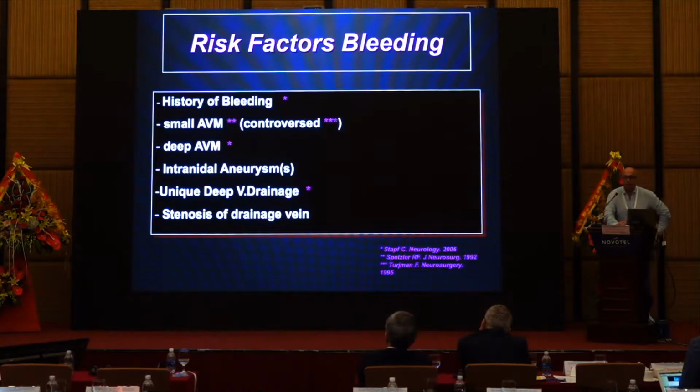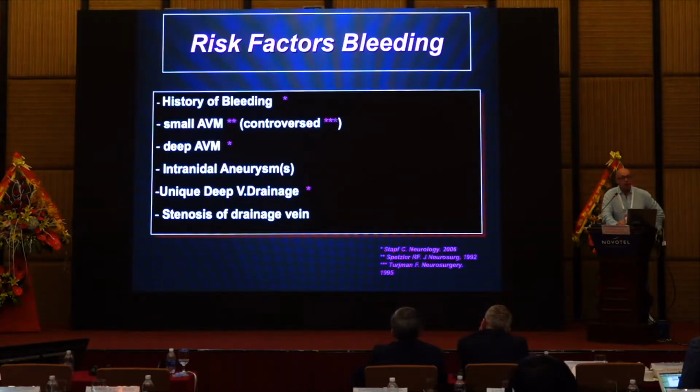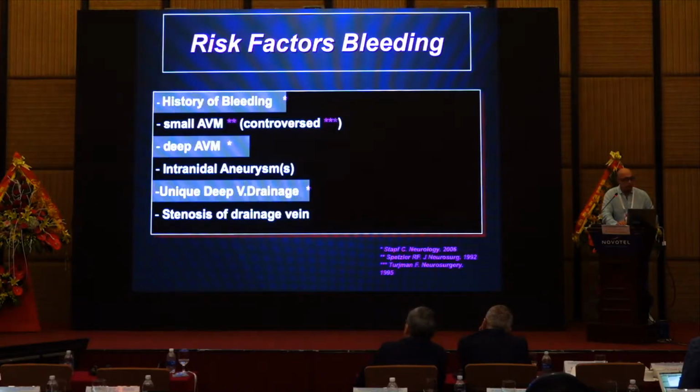History of bleeding, if the patient had bled before. A small AVM, this is controversial. Sometimes they say that smaller AVMs can bleed more. Deep AVM is definitely a risk factor. Intranidal aneurysms also. Unique deep venous drainage increases the risk of bleeding, and stenosis of the venous drainage also.